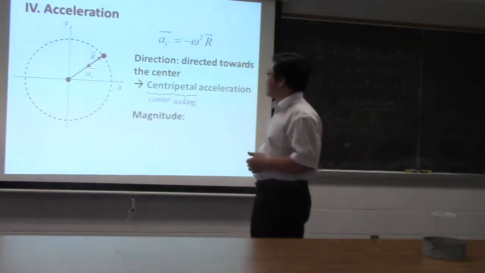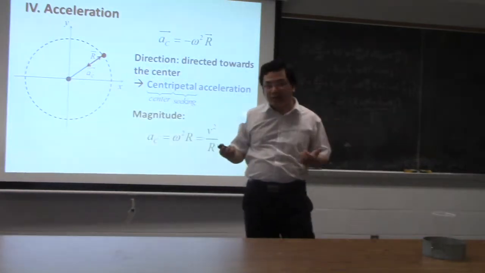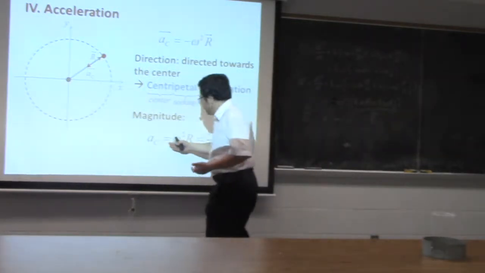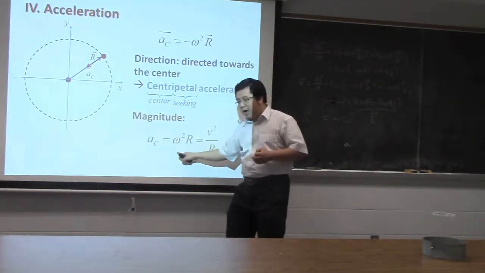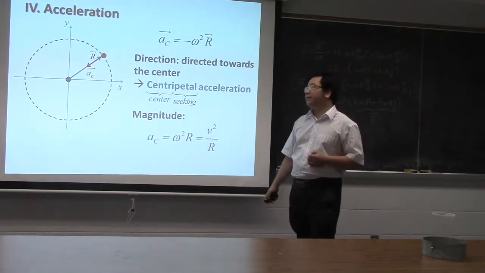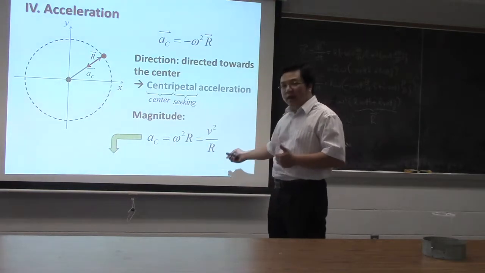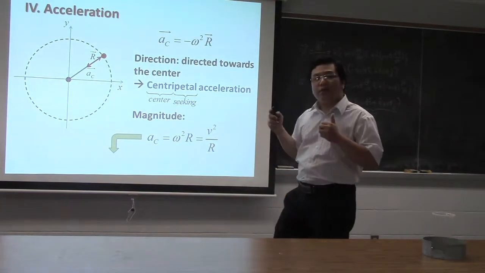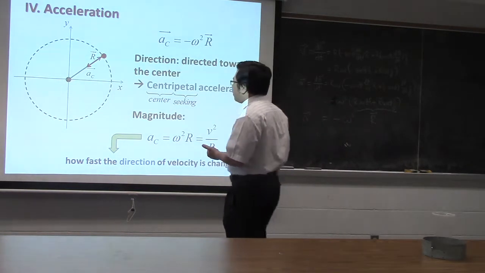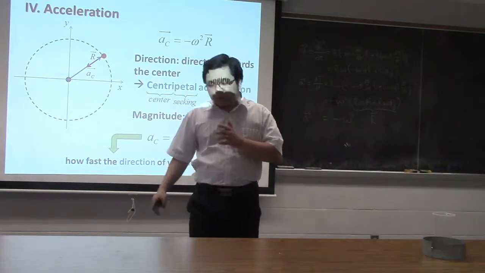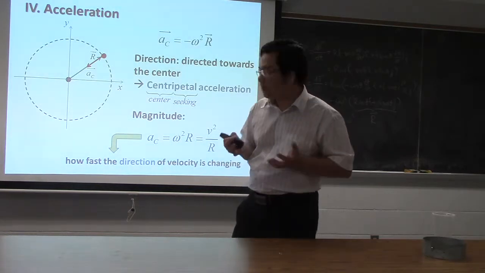And the magnitude of acceleration is just omega squared times the magnitude of the radius vector, which is the radius of the circle. a_c equals omega squared times r. And if we think of omega as v over r, we will have v squared over r. The physical meaning of this quantity is that it tells us how fast the direction of the velocity vector is changing. However, so this is the net acceleration of an object in circular motion.